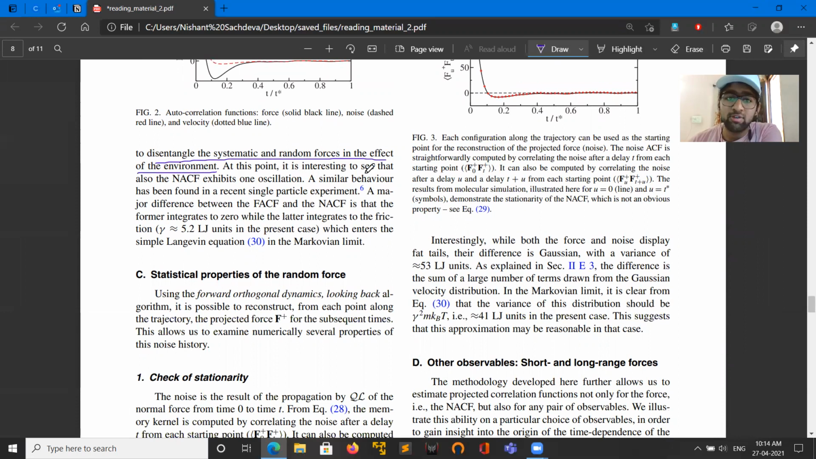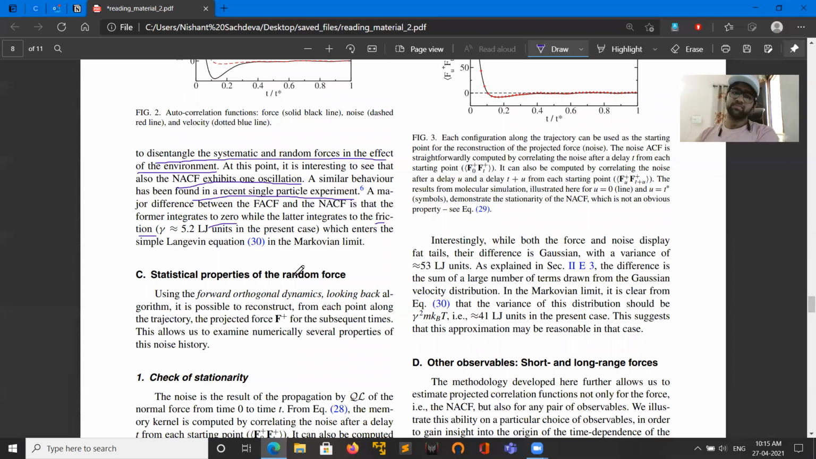At this point, it is interesting to see that also the NACF exhibits one oscillation. Note that, only one oscillation. A similar behavior has been found in a recent single particle experiment. A major difference between the FACF and the NACF is that the former integrates to 0, while the latter integrates to the friction coefficient.